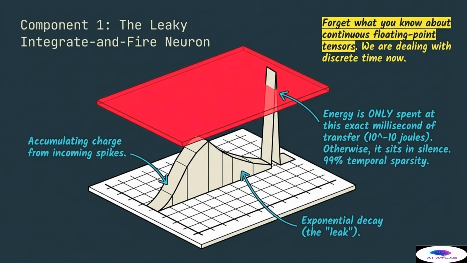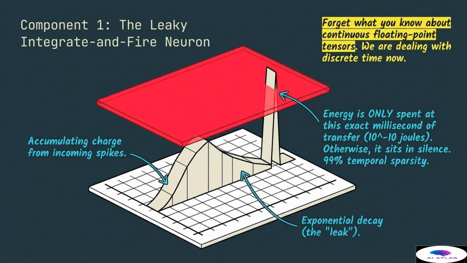As charge accumulates from incoming spikes, it builds up until it hits a threshold. If no new signal arrives, there is an exponential decay which we call the leak. This mimics the biological reality where neurons do not stay excited forever. By using this event-driven approach, we can slash energy consumption because we are no longer calculating zeros in a giant matrix. We only compute when there is an actual event to process. This temporal sparsity is one of the key secrets to biological efficiency. It allows the system to remain ready for action while consuming almost no power in its resting state.